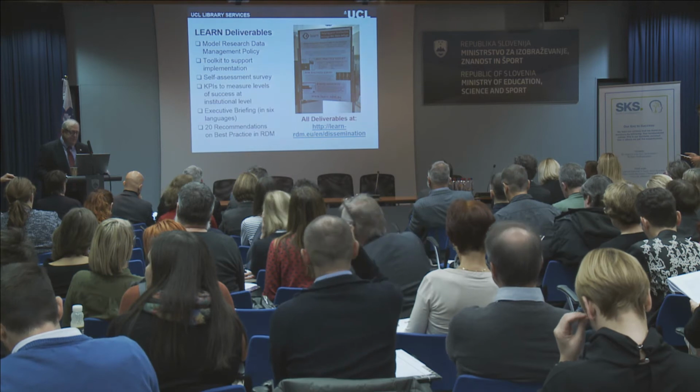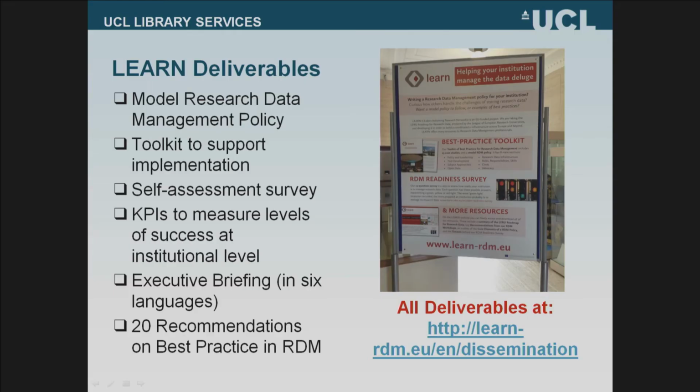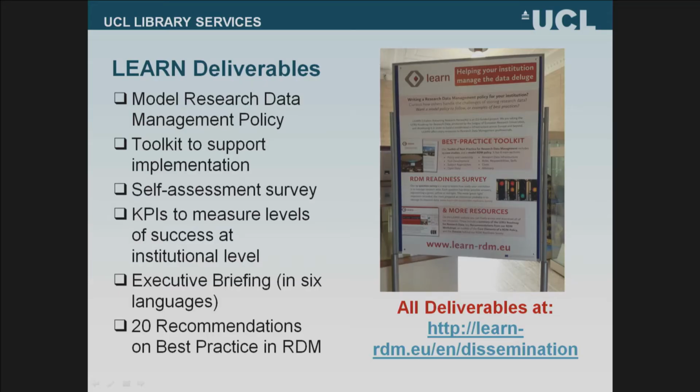And through the work of the University of Vienna, we have produced a model research data management policy that you can then use and adapt in your own institution to reflect the way that you want to manage those research data outputs. We developed a toolkit for implementation with a number of case studies which show best practice in how research data is managed in a number of institutions in Europe and in Latin America.